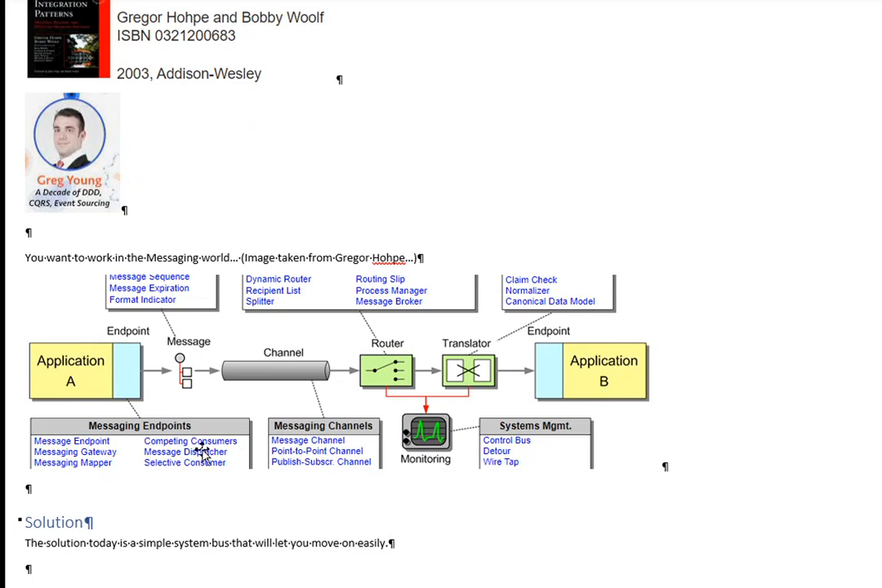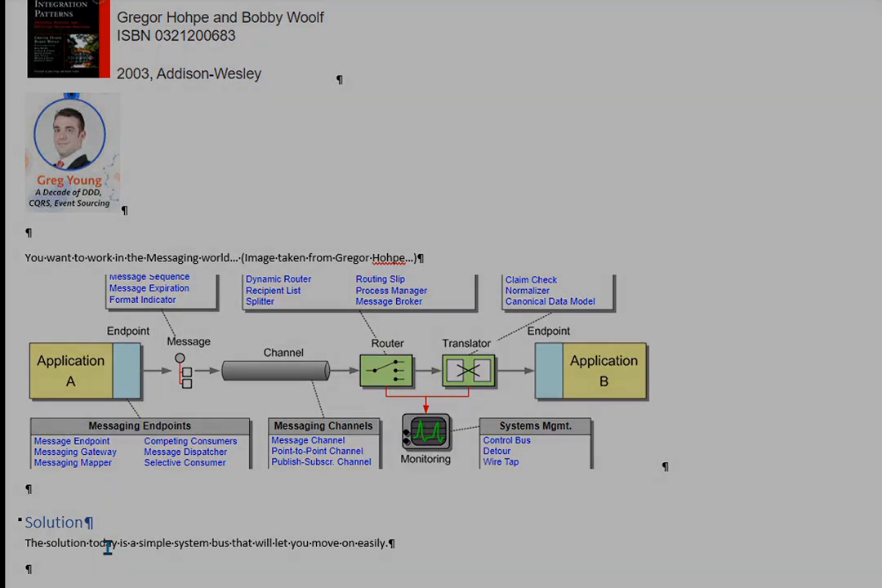Then you can have an envelope. You have many places where you can add some tracing or something. I won't go deeper in this. I will just let you go on the website of Gregor Hohpe if you want to see the patterns. Then the solution today will be to just show you a simple system bus that would let you move on to messaging easily.